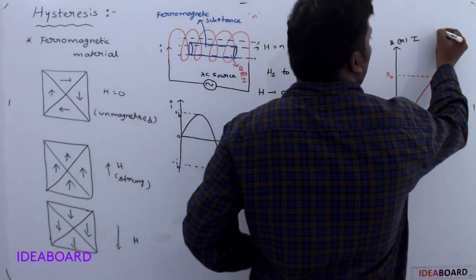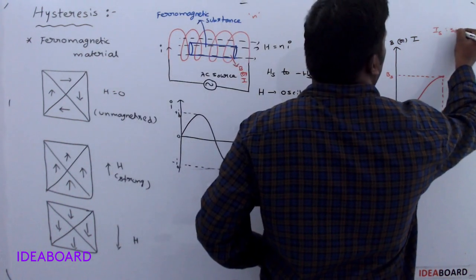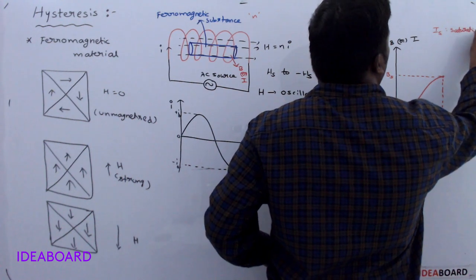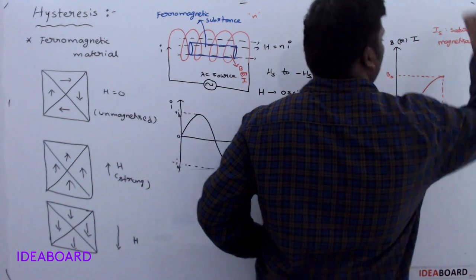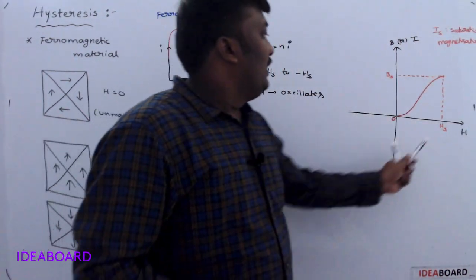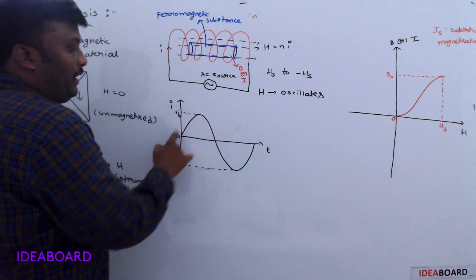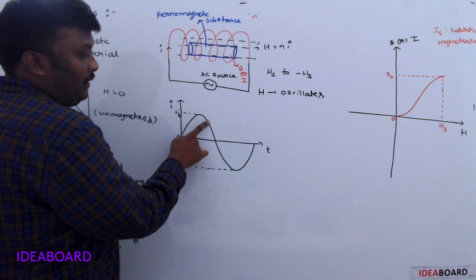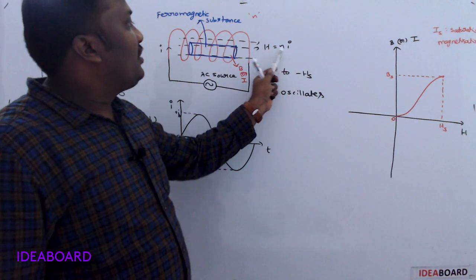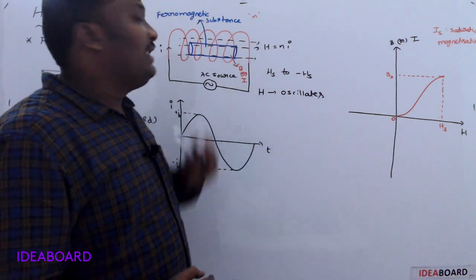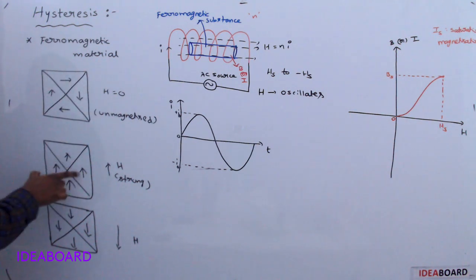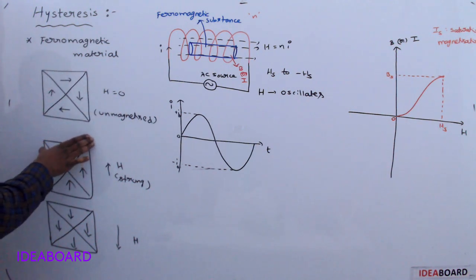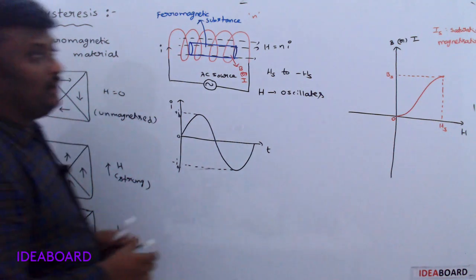Okay, this is called saturation magnetization. Now it reaches this point. Current is now decreased, H also decreased. Whenever H decreases, these domains are now aligned in a decreasing position, meaning they come back to their original position.